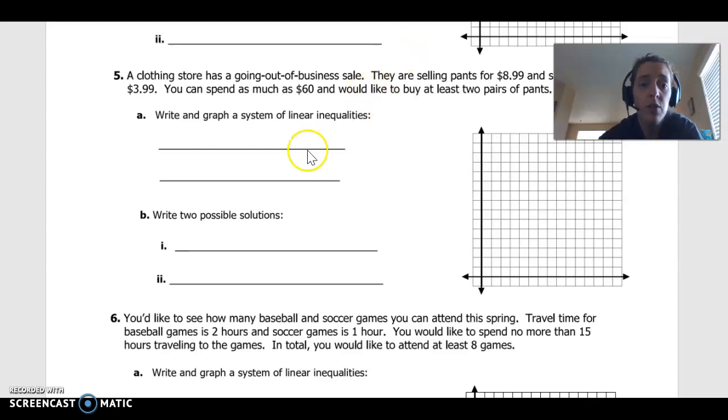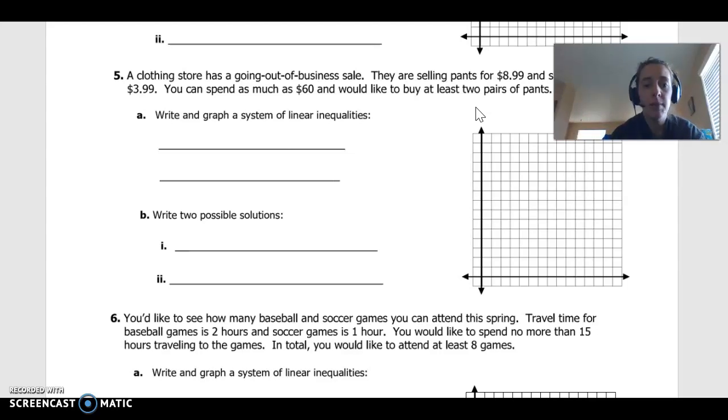Okay, so a clothing store has a going out of business sale. They're selling pants for $8.99 and shirts for $3.99. You can spend as much as $60 and would like to buy at least 2 pairs of pants. So now let's see what this is going to be looking at. So again, I'm dealing with money and then I'm dealing with the number of things.